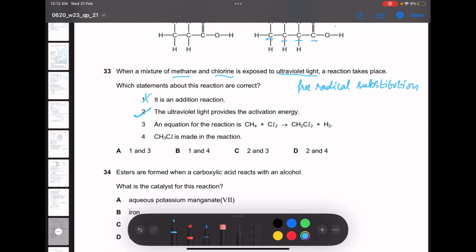This is not actually the equation for the reaction because firstly only one chlorine gets attached to methane at a time, and always HCl is produced. Hydrogen is never produced. Therefore, CH3Cl is made in the reaction. Yes, it is. When we get CH4 with chlorine, we get CH3Cl plus HCl. So it is produced. So it's 2 and 4. It is D.